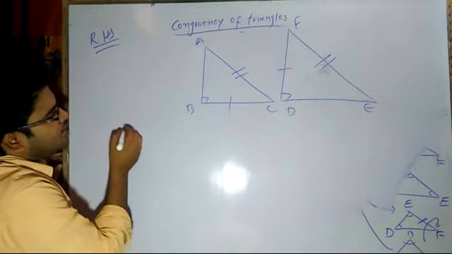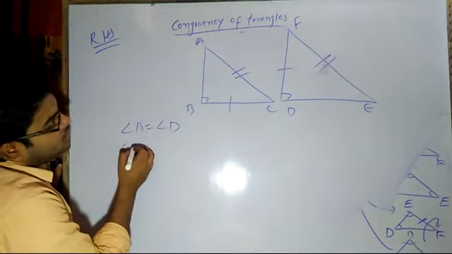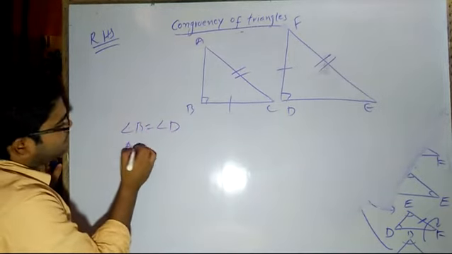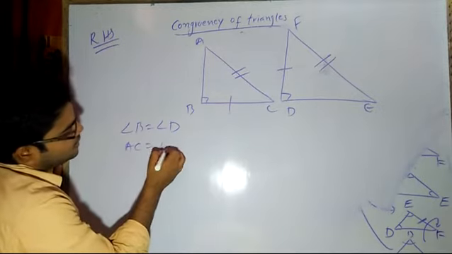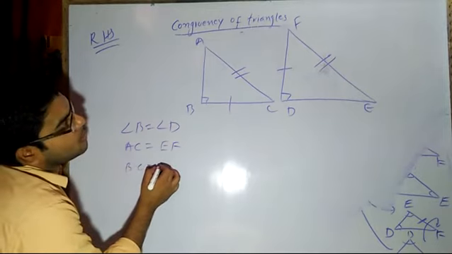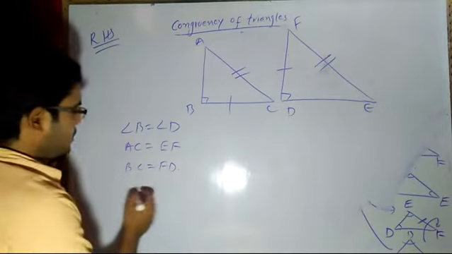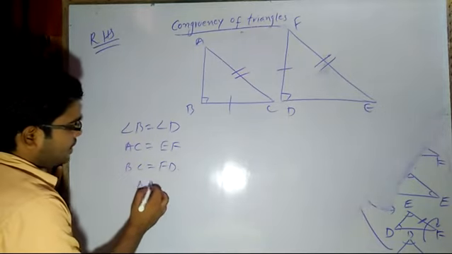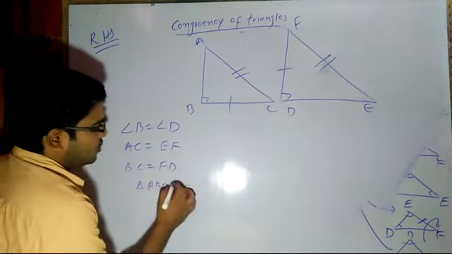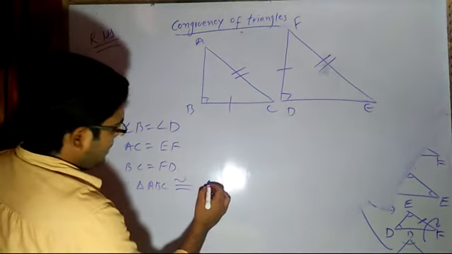If I have this, then I will write angle B is equal to angle D, AC is equal to EF, and then we will write BC is equal to FD. Now after this you will write triangle ABC is congruent to triangle DEF.